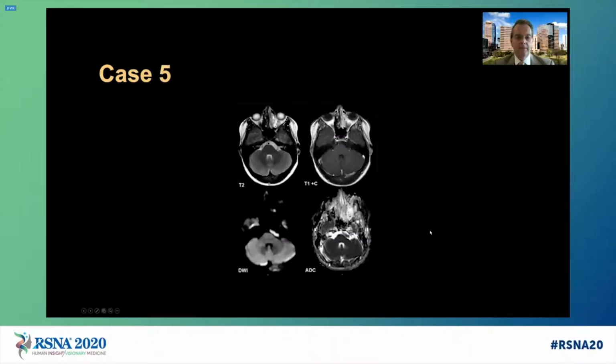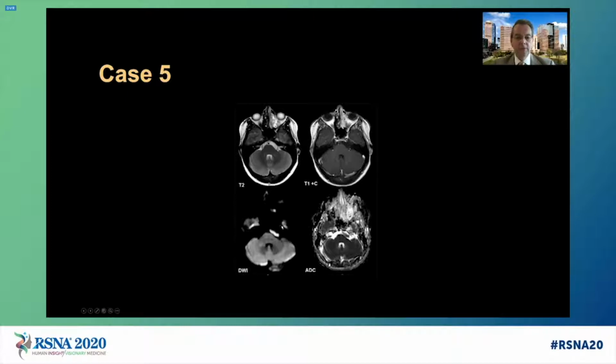Number 5, T2, T1 with contrast, diffusion, and ADC map. What do we see? We see a partial widening of the parapontine or cerebellopontine angle. We also see a little displacement of the trigeminal nerve, but we don't see a real lesion over here. It is an isointense to CSF widening.